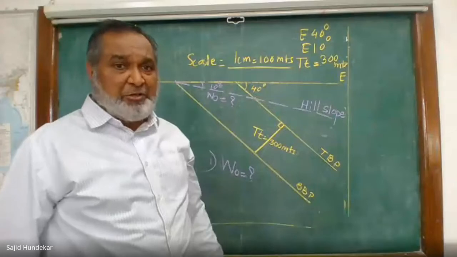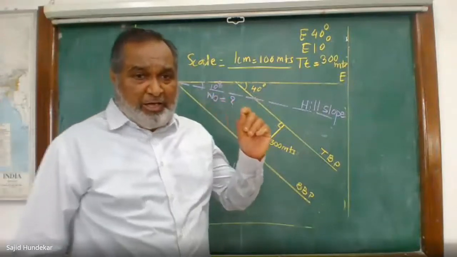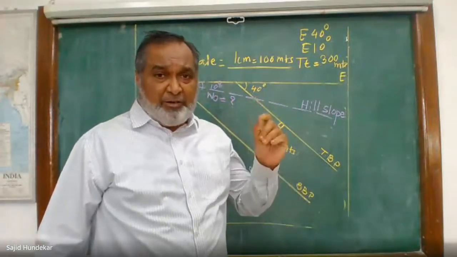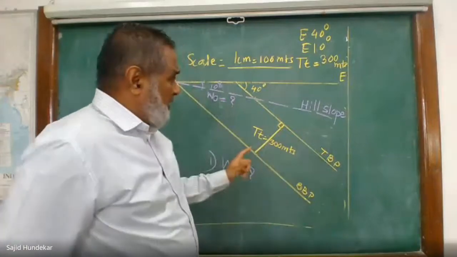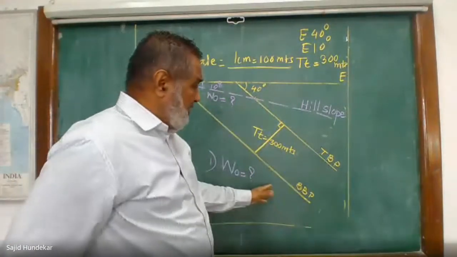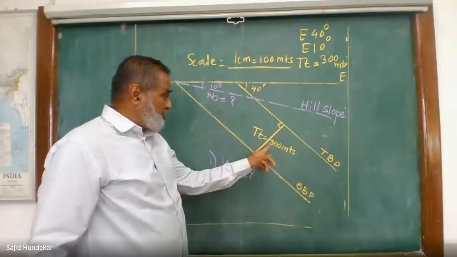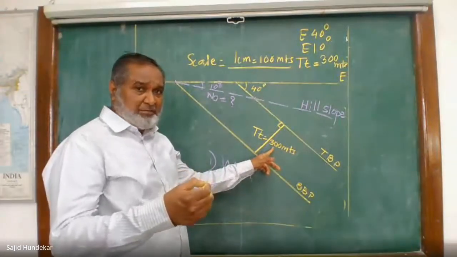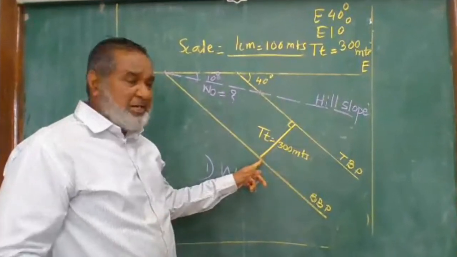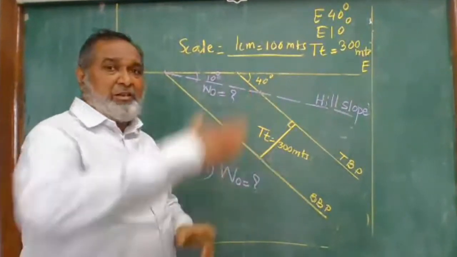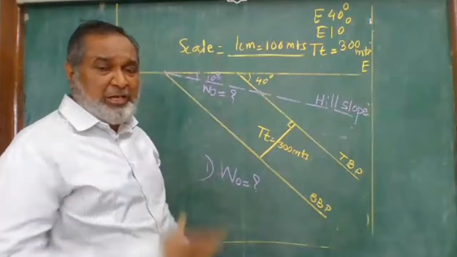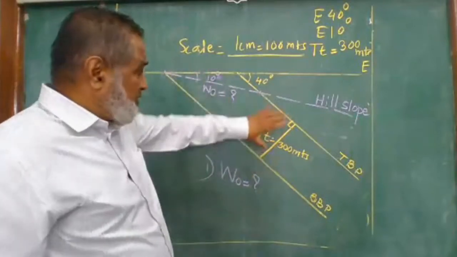Draw the lines with perfection. No error is there. Eraser not used. If you are done with a free hand, then you will get the maximum marks. In this case, if for the true thickness you take 290 meters or 310 meters, your width of outcrop will immediately change. So it increases or decreases based on this.